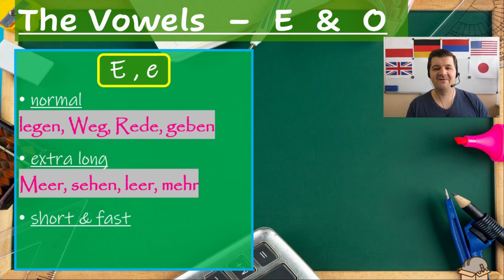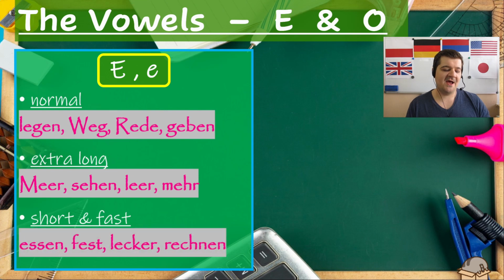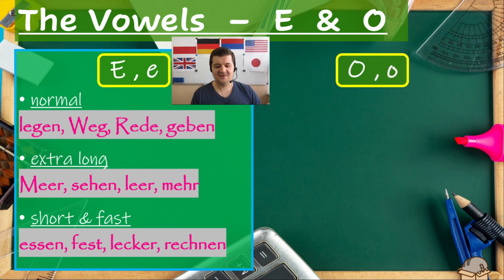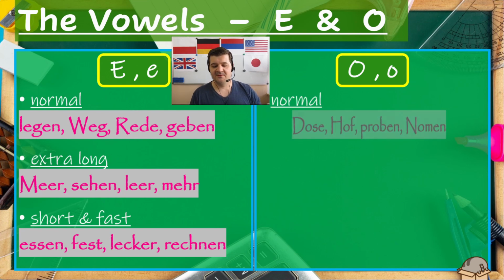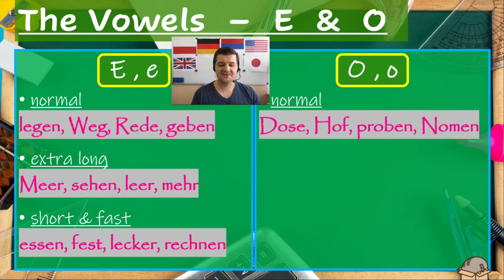If you have the short and fast category, we have words like essen, fest, lecker, rechnen. And so you see they are pretty short and fast. And let us go to the next vowel right on. We have O, and O, for example, for being normal, there could be words like die Dose, der Hof, Proben, das Nomen. So like more or less normal.